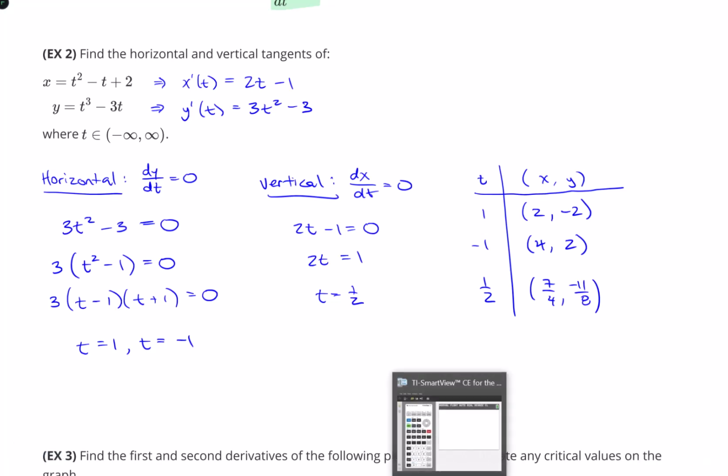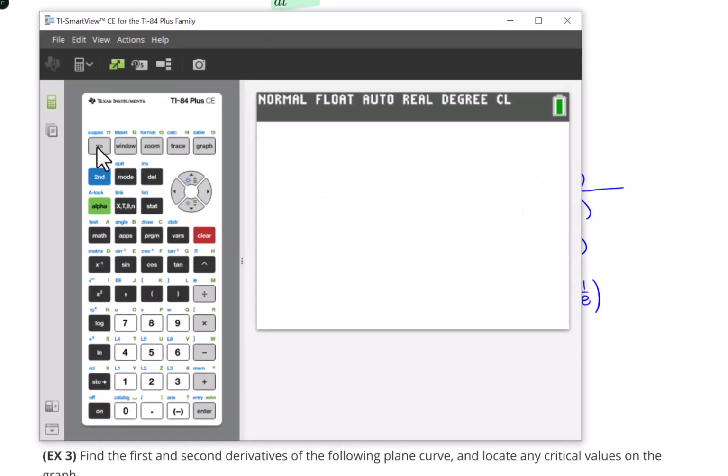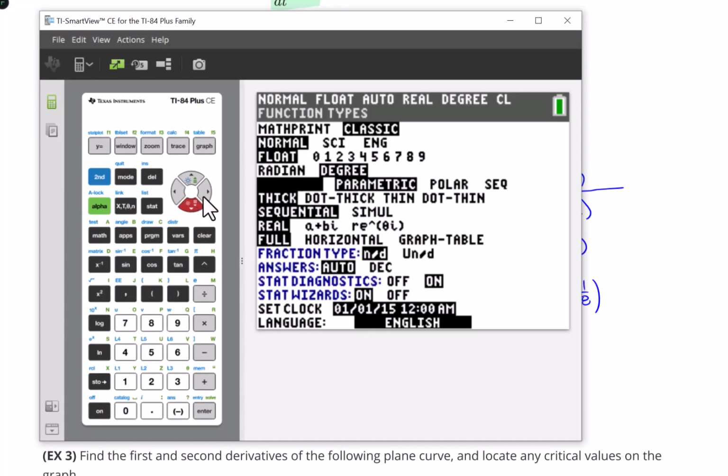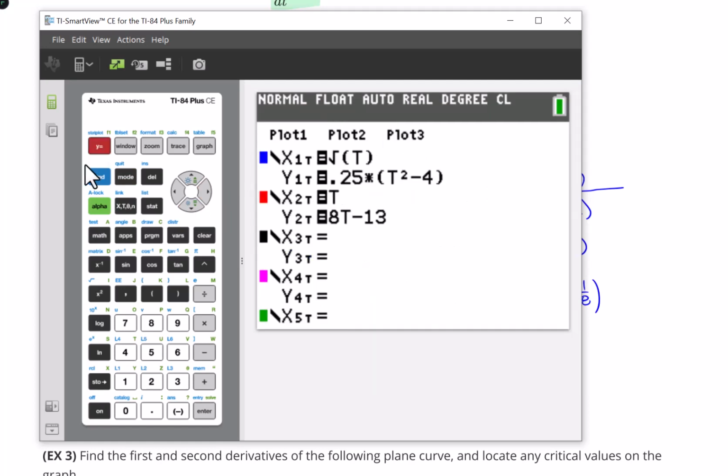Okay, so let's take a look and see that this is the case. So I am in parametric mode. Again, if you're not in parametric mode, change your calculator to that particular mode so that when you go under y equals, you can provide an equation for both x and y. Now, let me get rid of what I have already. And then I have x1 as t squared minus t plus 2 and y as t cubed minus 3t.